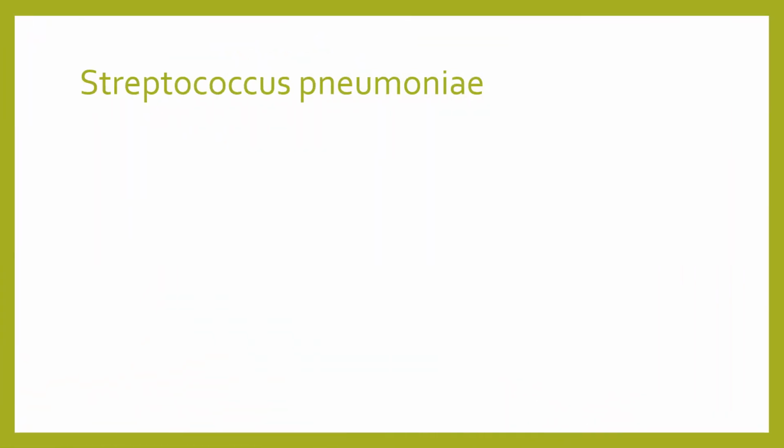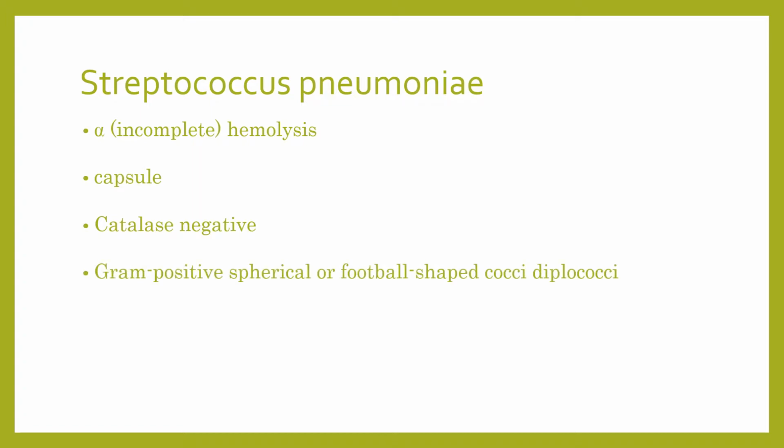Now, another killer in our time is Streptococcus pneumoniae. Streptococcus pneumoniae gives an incomplete or alpha hemolysis on blood agar. It has a capsule, and another property is that it is catalase negative. How do they look? These are gram positive, so they are blue, spherical or football-shaped cocci, diplococci.